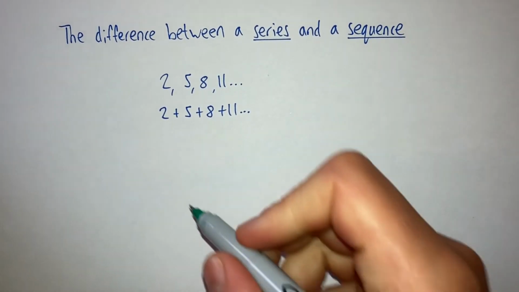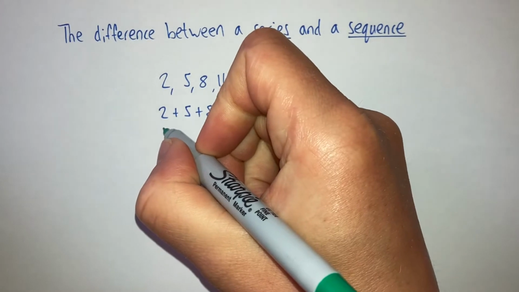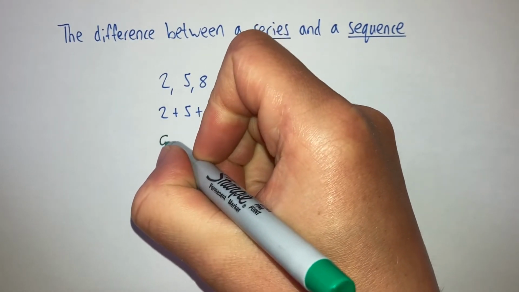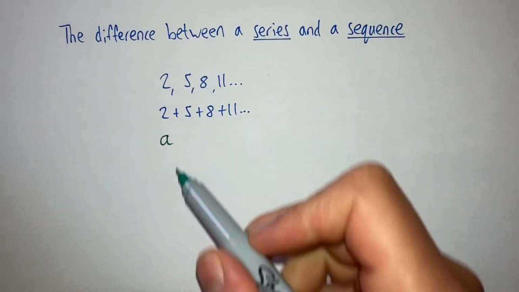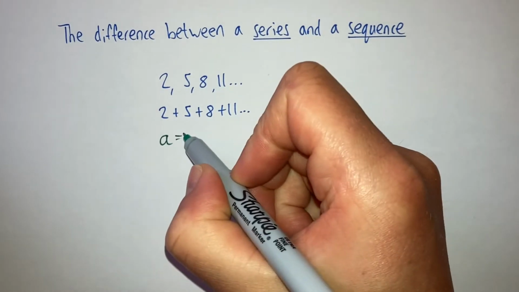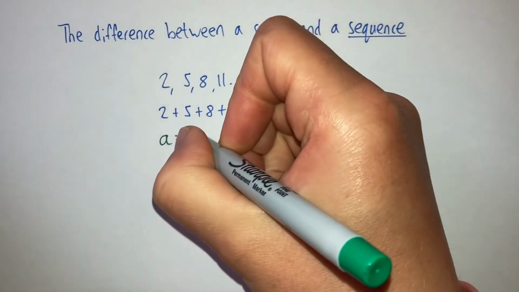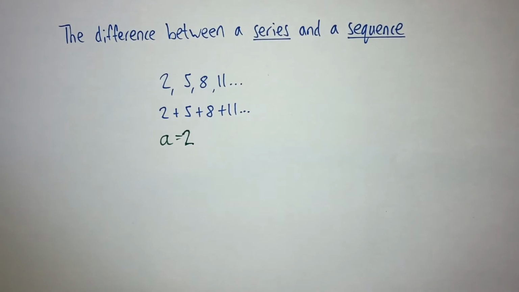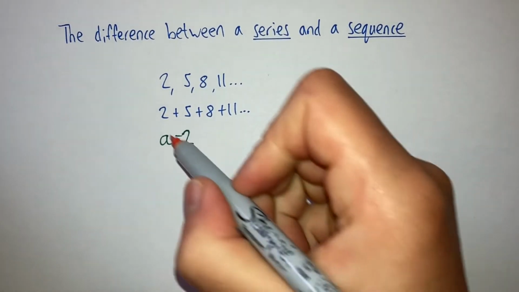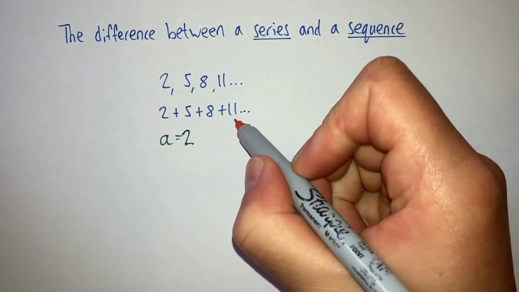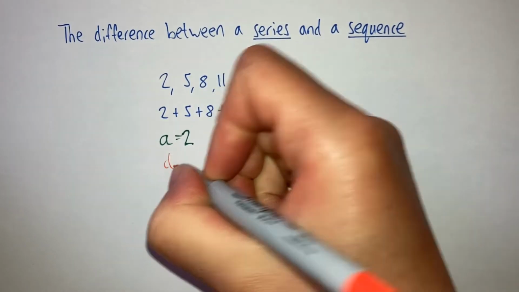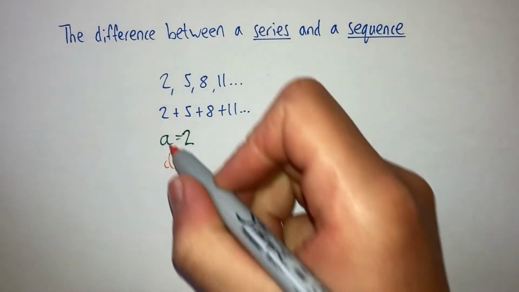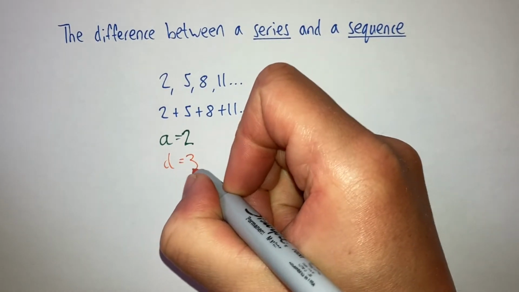The first term of an arithmetic sequence or series is denoted by the letter A. So here, A equals 2. The second thing you need to know is that the common difference, that is what you add or subtract each time, is represented by the letter D, and in this case it is 3.